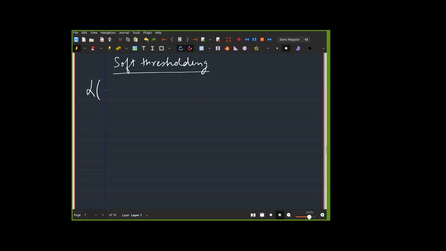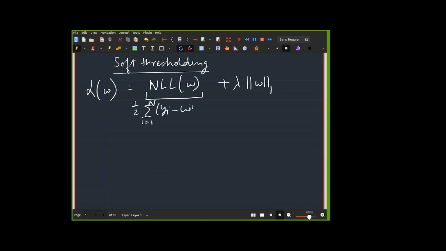Let's start with our loss function, which is a function of W. It is my negative log likelihood of W plus lambda times the L1 norm. Now let's focus on the negative log likelihood term. First, I just want to write down what it is. It is half of the sum over i equal to 1 to n of (yi minus W transpose xi) whole squared. So this is my negative log likelihood. What I want is the derivative of this with respect to WD, the dth dimension of the vector W, for only this negative log likelihood term. This one is not that difficult.